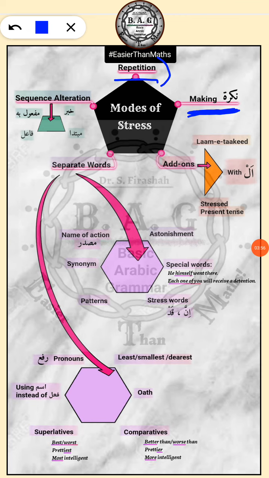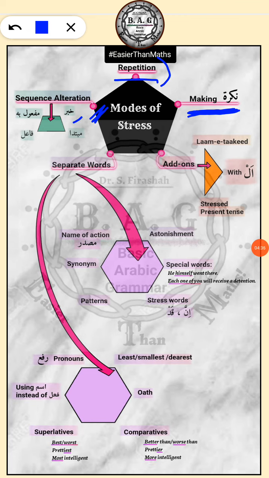Okay, next we have the method of sequence alteration. Now we had already touched briefly on this in lesson 3 of section C, where I told you the Jumla Ismiya and its structure and how you can bring about some modifications to its sequence and what impact it holds. I have already touched very briefly on this subject, and how it impacts the entire statement. So this is also how you can put stress.